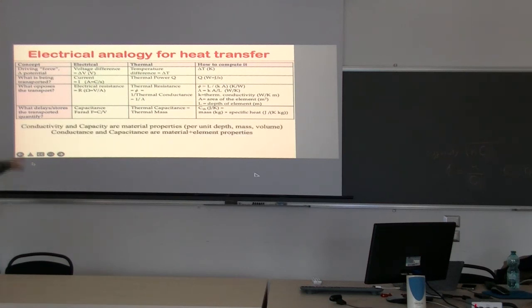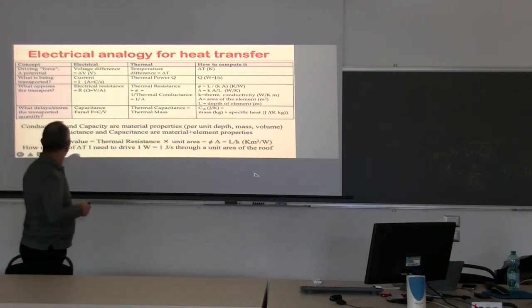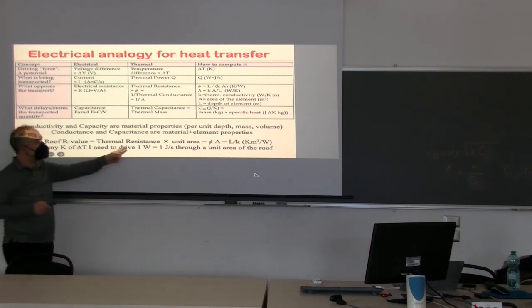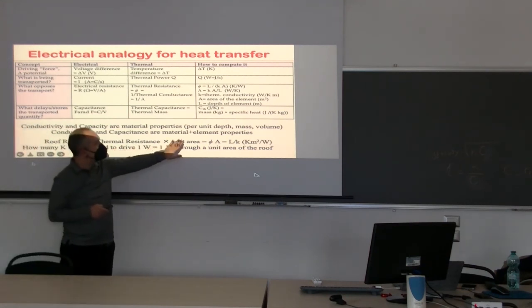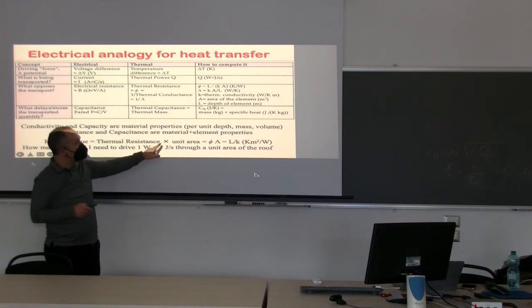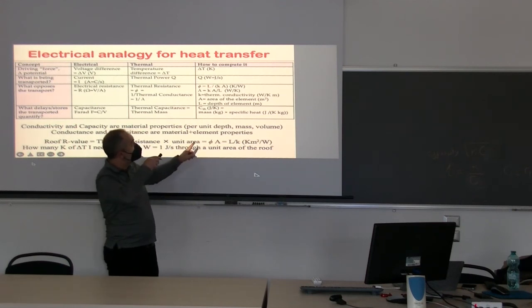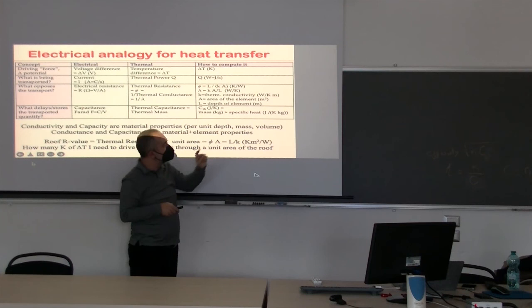Now, conductivity and capacity are material properties, conductance and capacitance are material plus element properties. And so, for example, if you often define the roof R value, the R value is really the thermal resistance times the area, not the unit area. And so if you think about it, it is phi times A. So phi being L over kappa A, this is L over K.